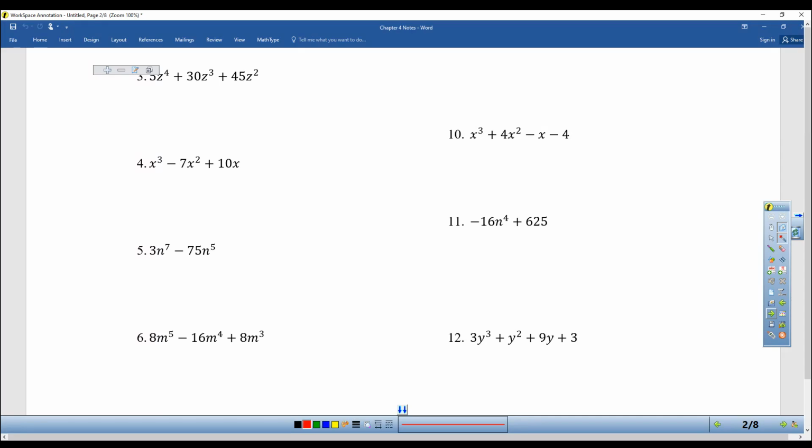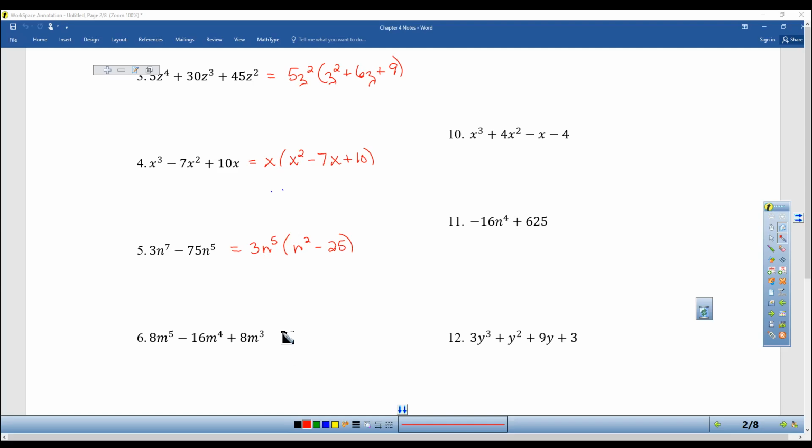On the next page, hopefully you found on number 3, 5z squared, which left you with z squared plus 6z plus 9. On number 4, you can take out an x, which leaves you with x squared minus 7x plus 10. On number 5, you can take out a 3 and an n to the 5th, which leaves us with n squared minus 25.